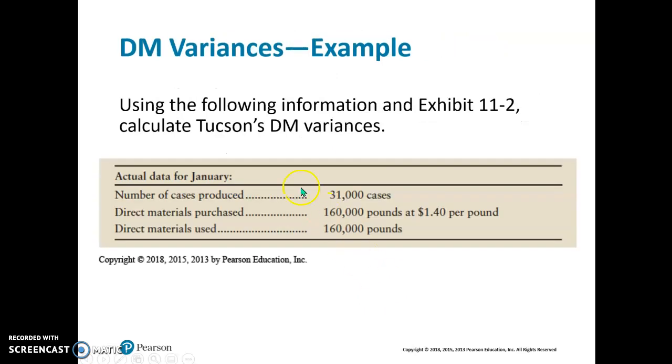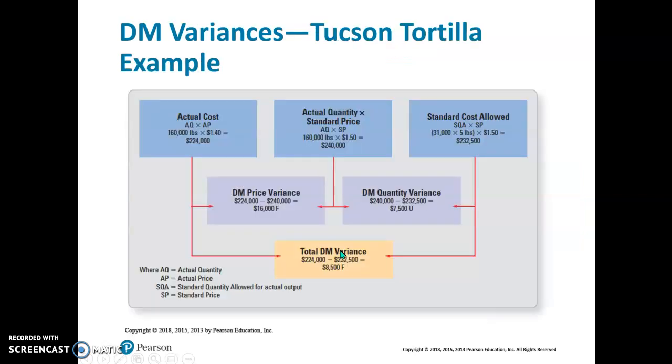And here's an example, the Tucson tortillas. They've got number of cases produced, 31,000, and then they give you material purchased, 160,000 pounds, and material used, 160,000 pounds. So in this case it's the same number, and it won't show you the differences. And here is the difference: my actual cost, $224. Flexible would have been $240. So I've got a huge $16,000 favorable variance.